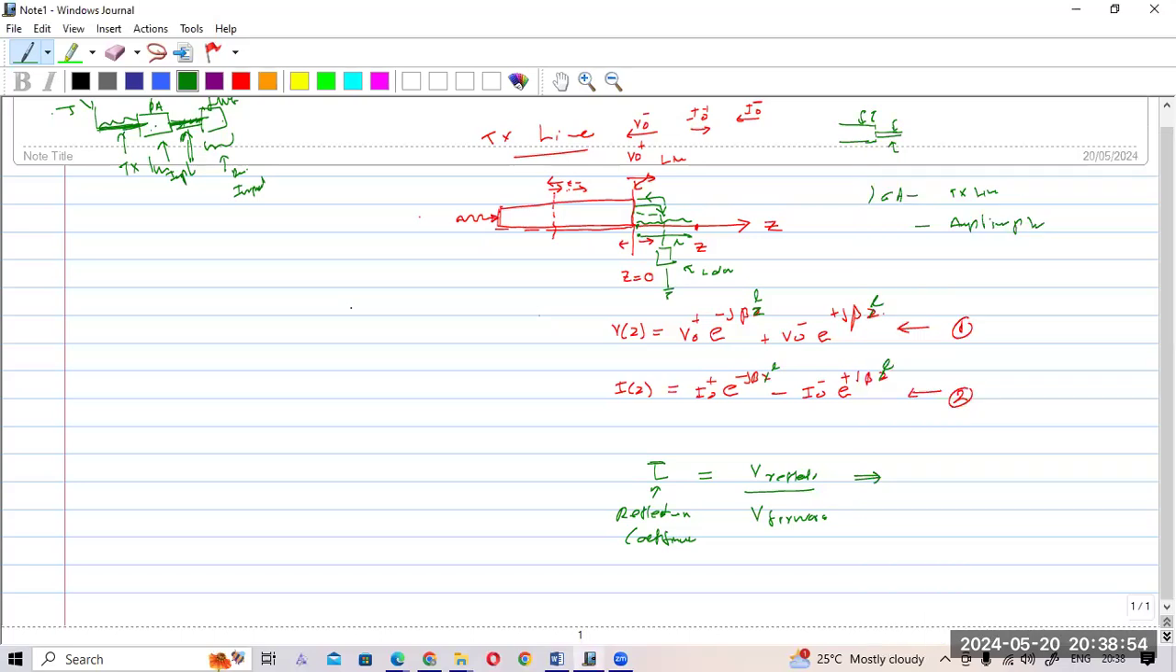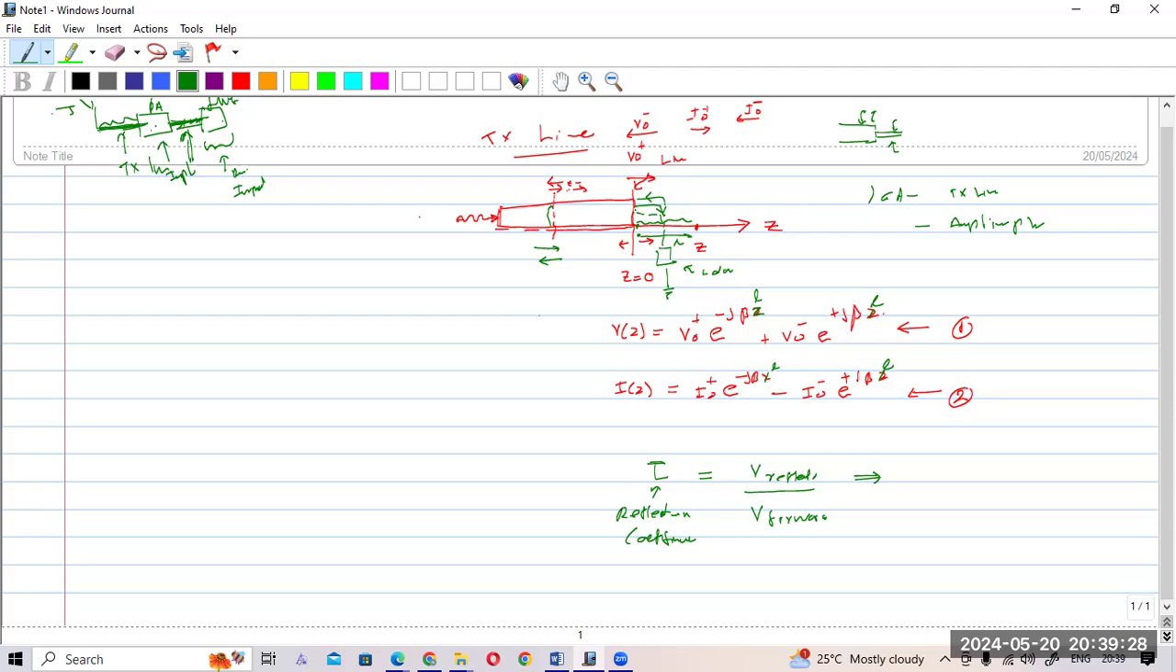Okay, what I'm telling you is that if you connect a load to this transmission line, actually no need to connect the load. If you consider any point, there is a forward voltage and a backward voltage. So the reflection coefficient can be defined as V reflected over V forward at any point. So that is the reflection coefficient.